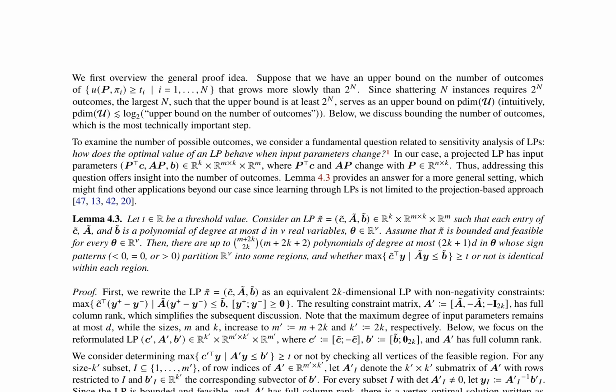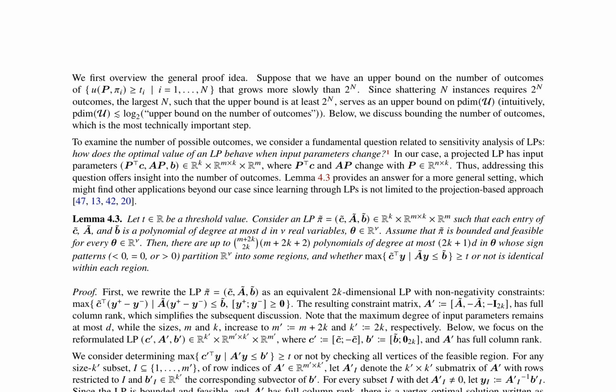The proof of Lemma 4.3 involves reformulating the LP as a 2k-dimensional LP with non-negativity constraints, which allows for a simpler analysis. The authors then focus on the reformulated LP and show that the maximum degree of input parameters remains at most d, while the sizes m and k increase to m' and k', respectively.